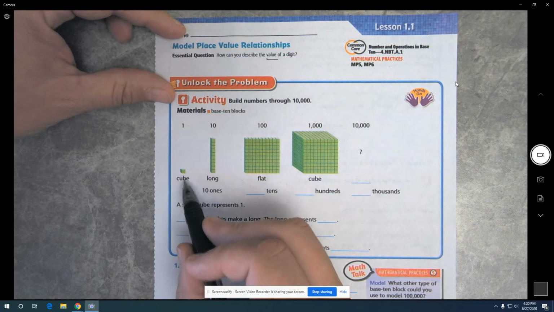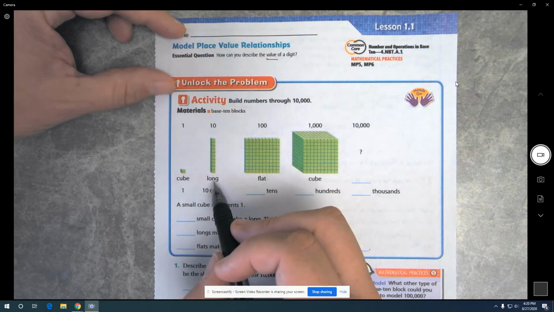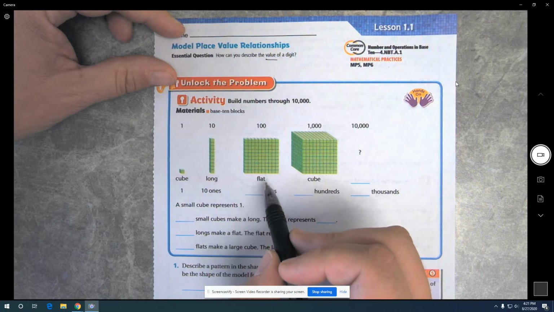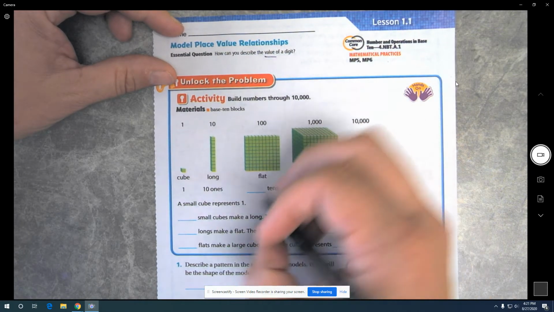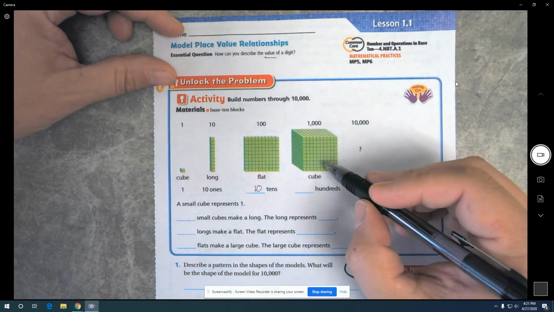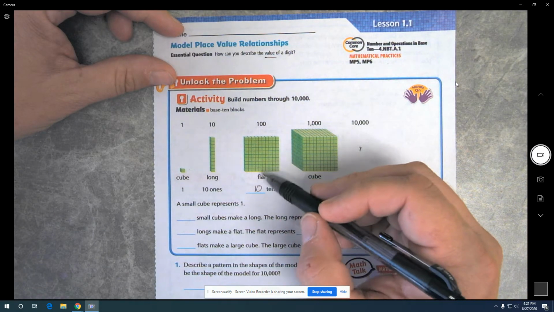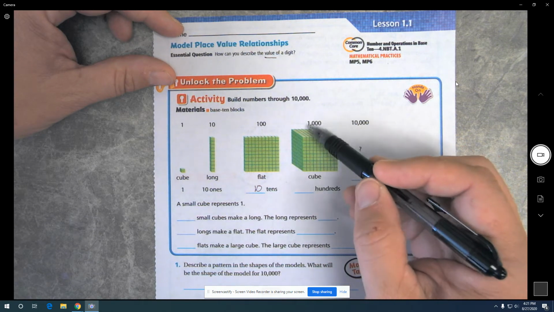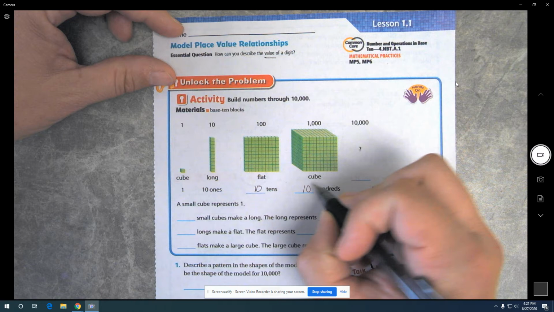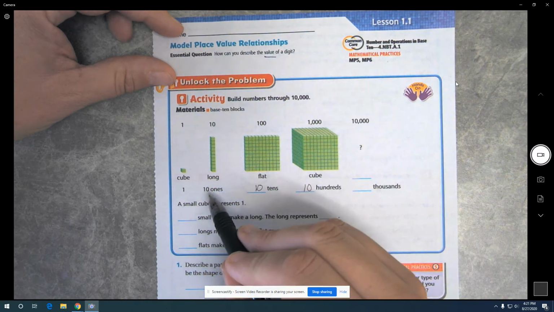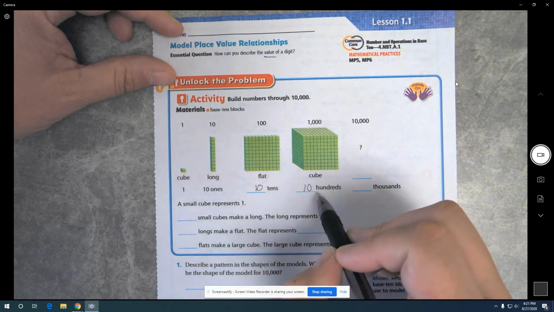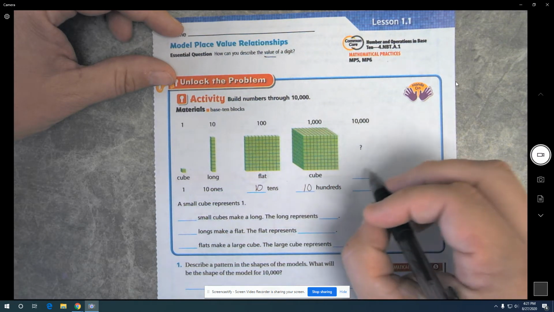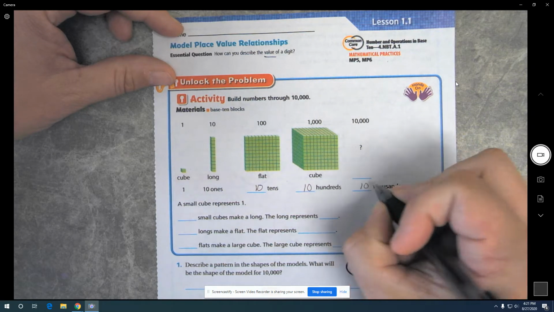So let's check this out. 1 cube is 1. 10 of them makes a long. That's 10 ones. This flat is made by having 10 tens. 100 is what that's worth. 10 tens is 100. Now, if we take 100 and do that 10 times, then we have 1,000. So that would be 10 hundreds. Notice there's a little pattern here. 10 ones, 10 tens, 10 hundreds. If you take 10 of these thousands, you'd have 10,000. So that would be 10 thousands.